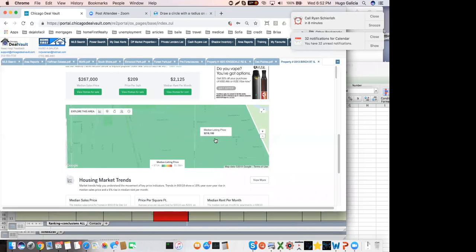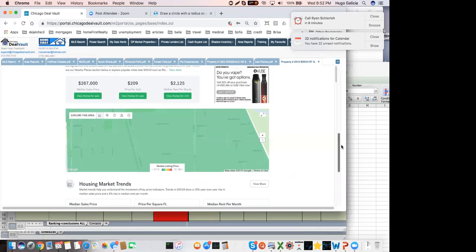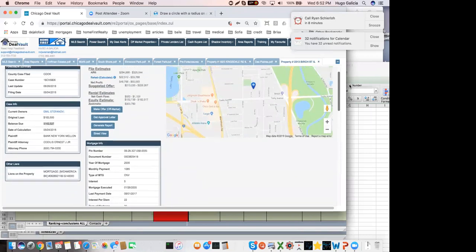If you go east of Maple and west of Maple, there's a difference of about $40,000. And guess what, friends? If you drive east or west of Maple, you will not notice the difference. That is why this is such an important tool. So now let's go up and see if this is east or west of Maple.